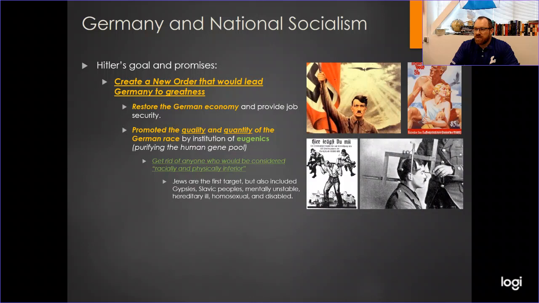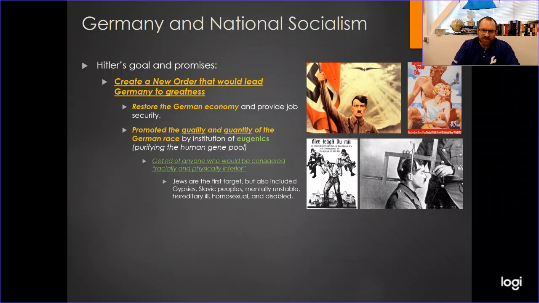By the way, Jews are the main target of this, but it's not just them. As I say there, gypsies, Slavic peoples. By the way, another term is being used for gypsies today. It's not seen as so much a racial slur as Roma. But Slavic peoples, the mentally unstable, the hereditarily ill, homosexuals, and the disabled, or just too old to do anything. These people do not belong in society anymore.